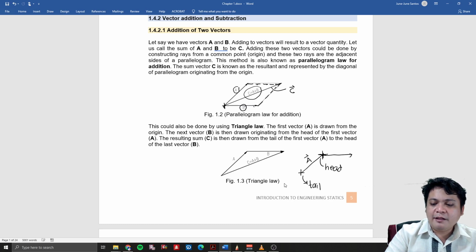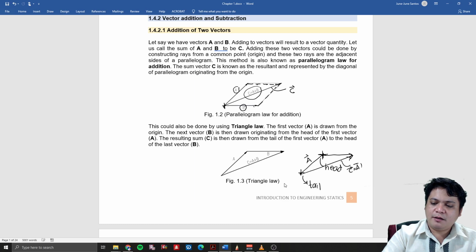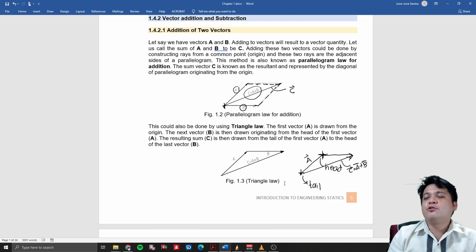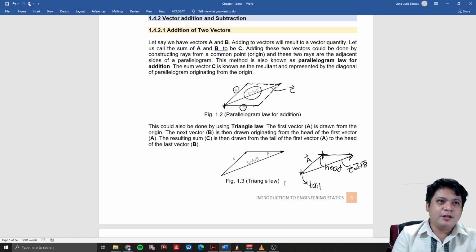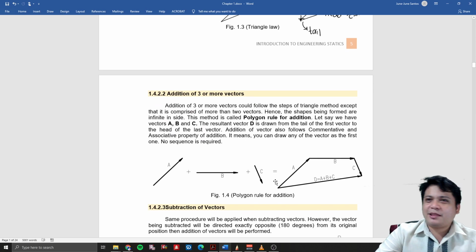Okay? And then, from the tail of the first vector to the head of the second vector, iyon yung ating tinatawag na resultant, or that is the sum of the two vectors. Ito na ngayon yung C, which is A plus B. Okay? So, those two are the most commonly used law for the addition of two vectors. Okay? About the three vectors.